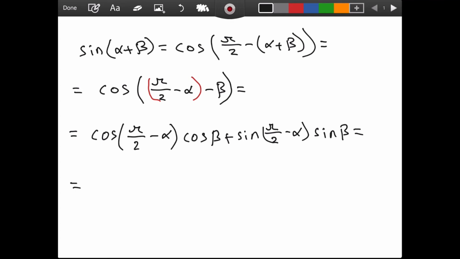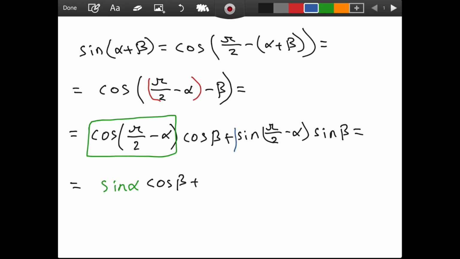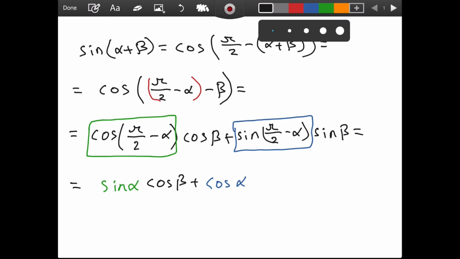Now we will use the cofunction relation one more time. We're going to look at this factor of cosine of pi over 2 minus alpha. Using the cofunction relationship, it is sine of alpha. Then we have times cosine of beta plus, what about this guy? Sine of pi over 2 minus alpha. Again, using the cofunction relation, we will say that this is equal to cosine of alpha. And then we have sine of beta.